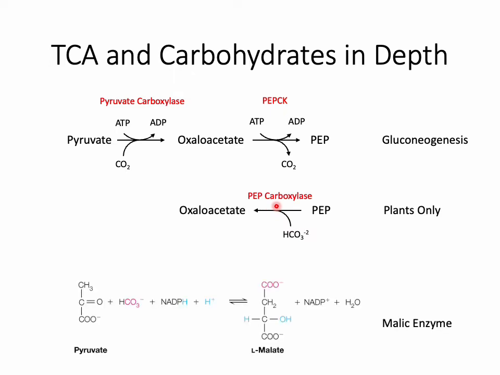Just quickly as well, we can also convert malate into pyruvate using the malic enzyme, and the reaction scheme for this is shown over here below. In this reaction, we simply take pyruvate, combine it with our carboxylic acid and an NADPH to get malate, and this reaction is freely reversible in both plants and animals.